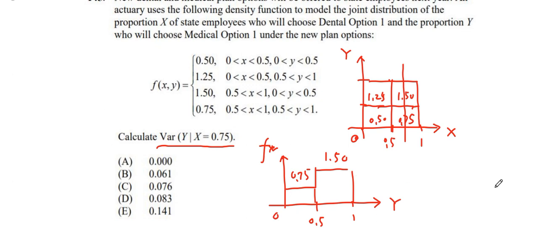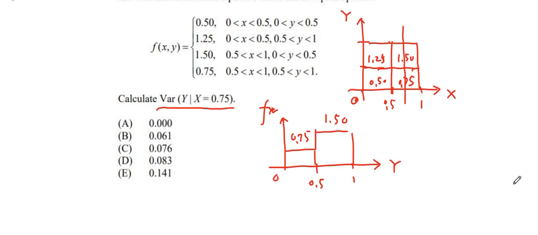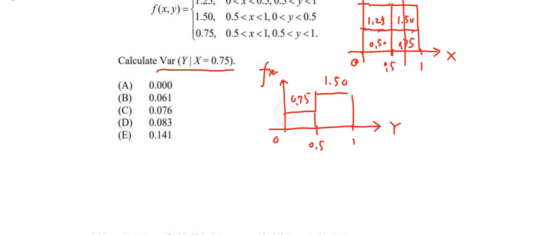But maybe this is not a proper conditional distribution because the total probability may not equal 1, right? So we need to adjust a little bit, multiply by some constant to make the total become 1. So let's check the total probability. It is 0.5 multiplied by 0.75, plus 0.5 multiplied by 1.5. So this is the total area.